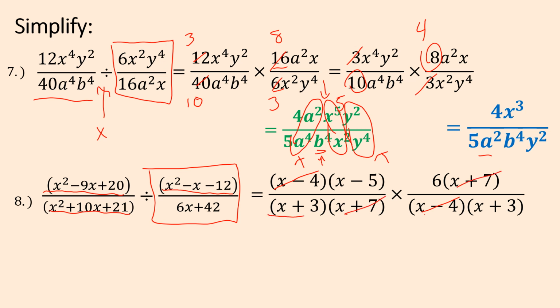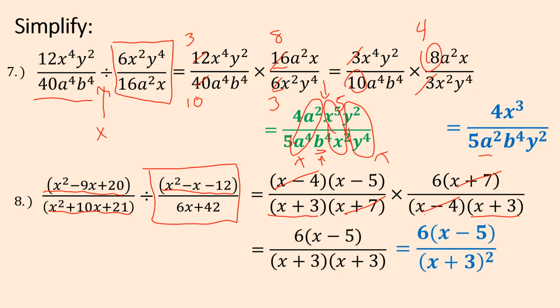Okay, x plus 3's, they're both on the bottom. We can't cross them out, we're just going to put them together. 6 times x minus 5 on the top, 2x plus 3 is on the bottom, and we can write that as a single fraction squared. Okay, if you left it like that, that's fine too.